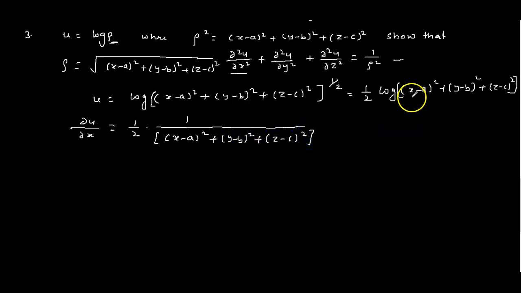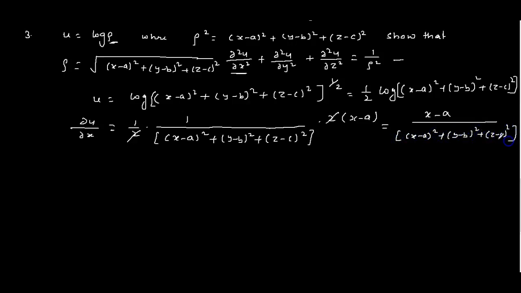This one. Now we have to differentiate with respect to x. So this becomes 2 into (x minus a) whole, the 2 minus 1 becomes 1, and inside, differentiation of x becomes 1 and a is 0. This one. And this is constant here, so 0. So only this much will remain. This 2 and 2 get cancelled. So we'll get here (x minus a) divided by (x minus a) whole square plus (y minus b) whole square plus (z minus c) whole square.